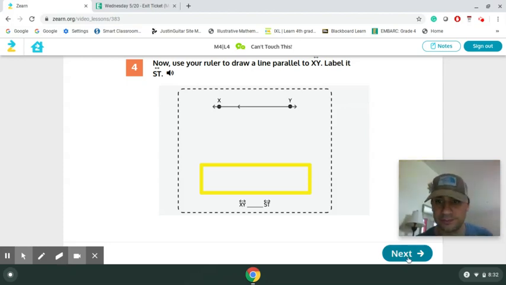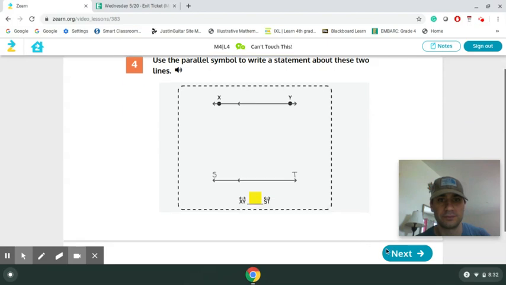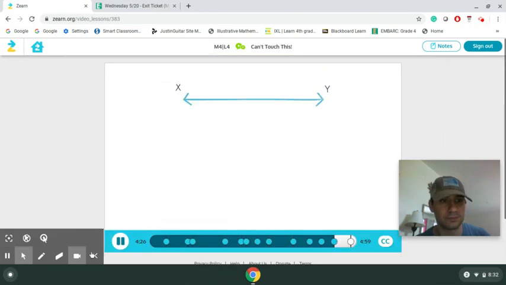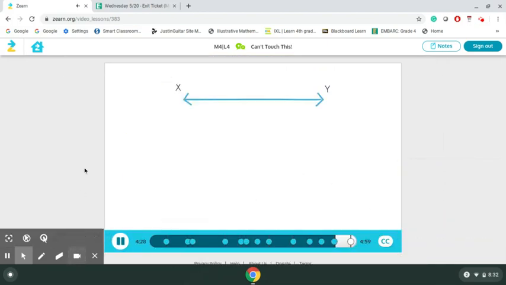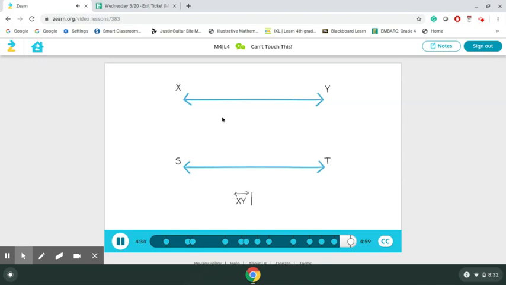Nice work. Sophie, how did your line end up looking? Like this. I labeled it ST, and I used the parallel symbol like this to show that line XY is parallel to line ST. Really awesome stuff, guys. You can also draw arrowheads on each parallel line like this to signify that these 2 lines are parallel.